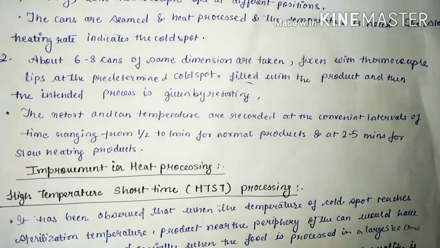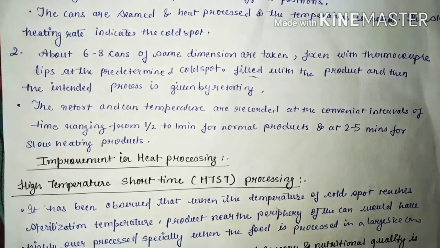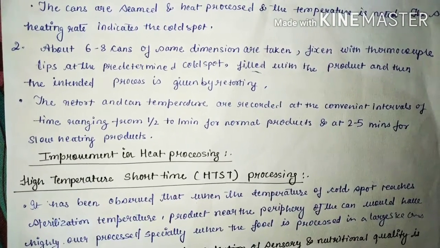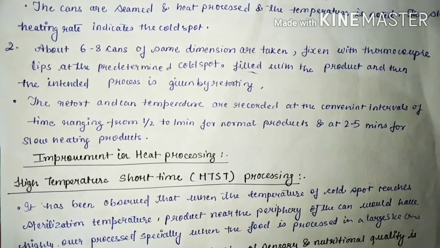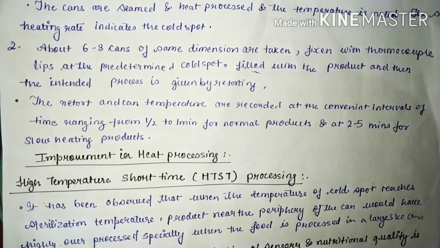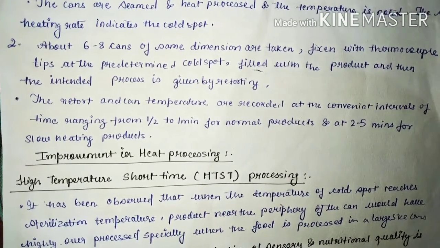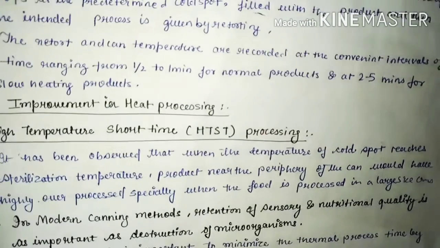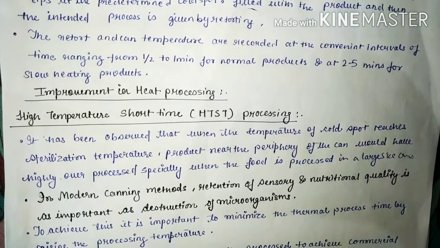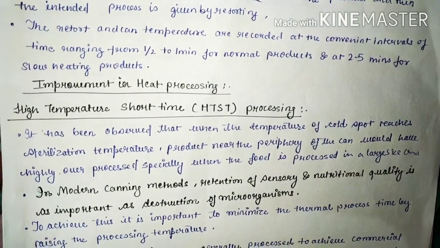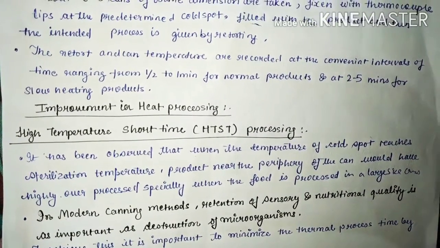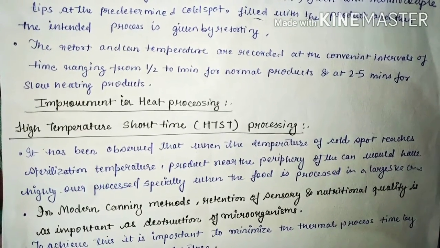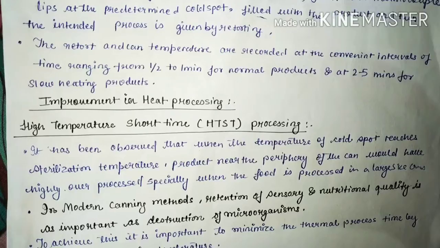About 6 to 8 cans of the same dimension are taken, fixed with thermocouple tips at the predetermined cold spot, filled with product, and then the intended process is given by retorting. The retort and can temperature are recorded at a convenient interval of time, ranging from half to 1 minute for normal product and 2 to 5 minutes for slow heating product.